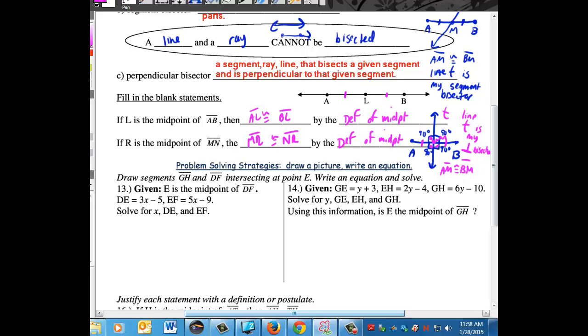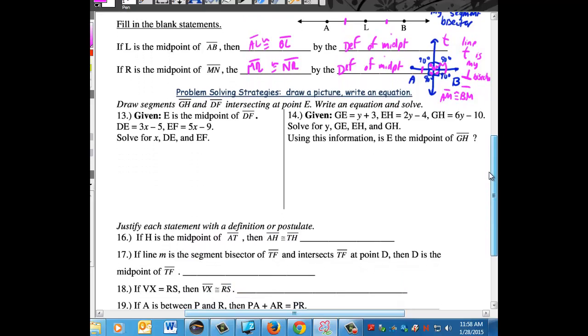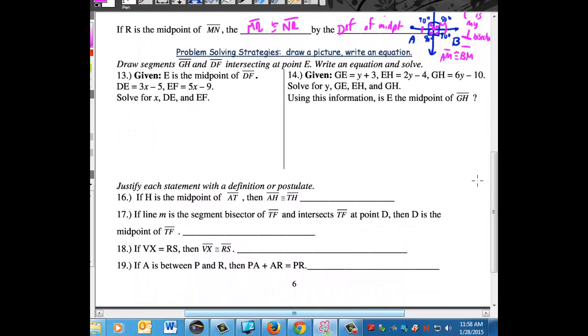Alright, GH and BF are intersecting at point E. So let's draw that out. We have segment GH and BF intersecting at point E. So let's put BF here, and we have point E in the middle.